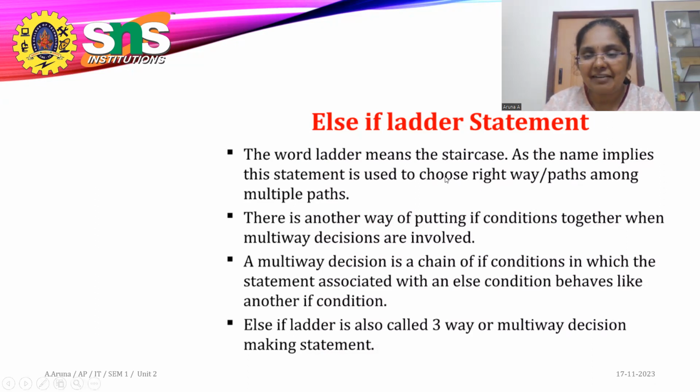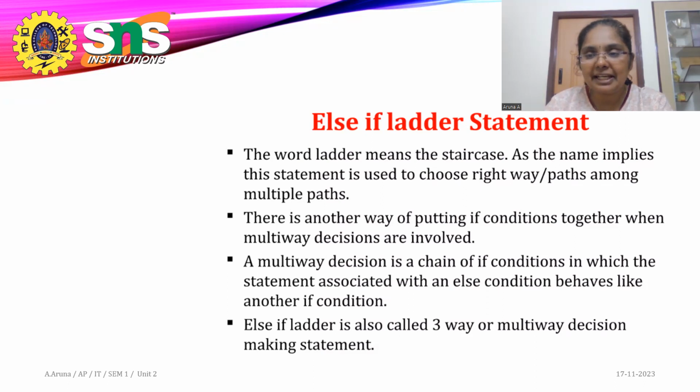Here also in our C language, we have n number of else if. In that, we are going to choose one particular thing. For that, we go for the else if ladder. This is another way of putting if conditions together when multiple decisions are involved. We also call it a multi-way decision. It is a chain of if conditions in which the statement associated with the else condition behaves like another if condition. Else if ladder is also called a three-way or multi-way decision-making statement.